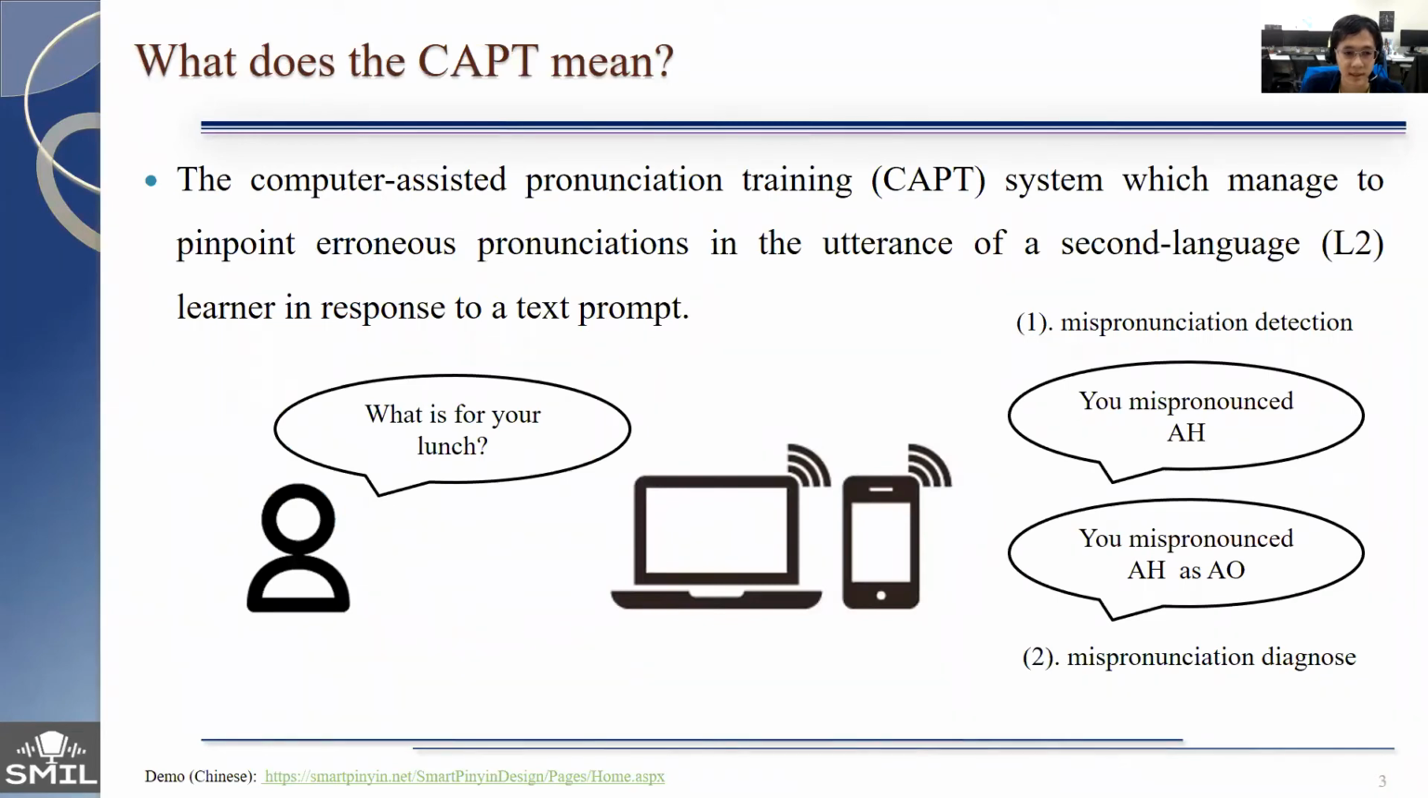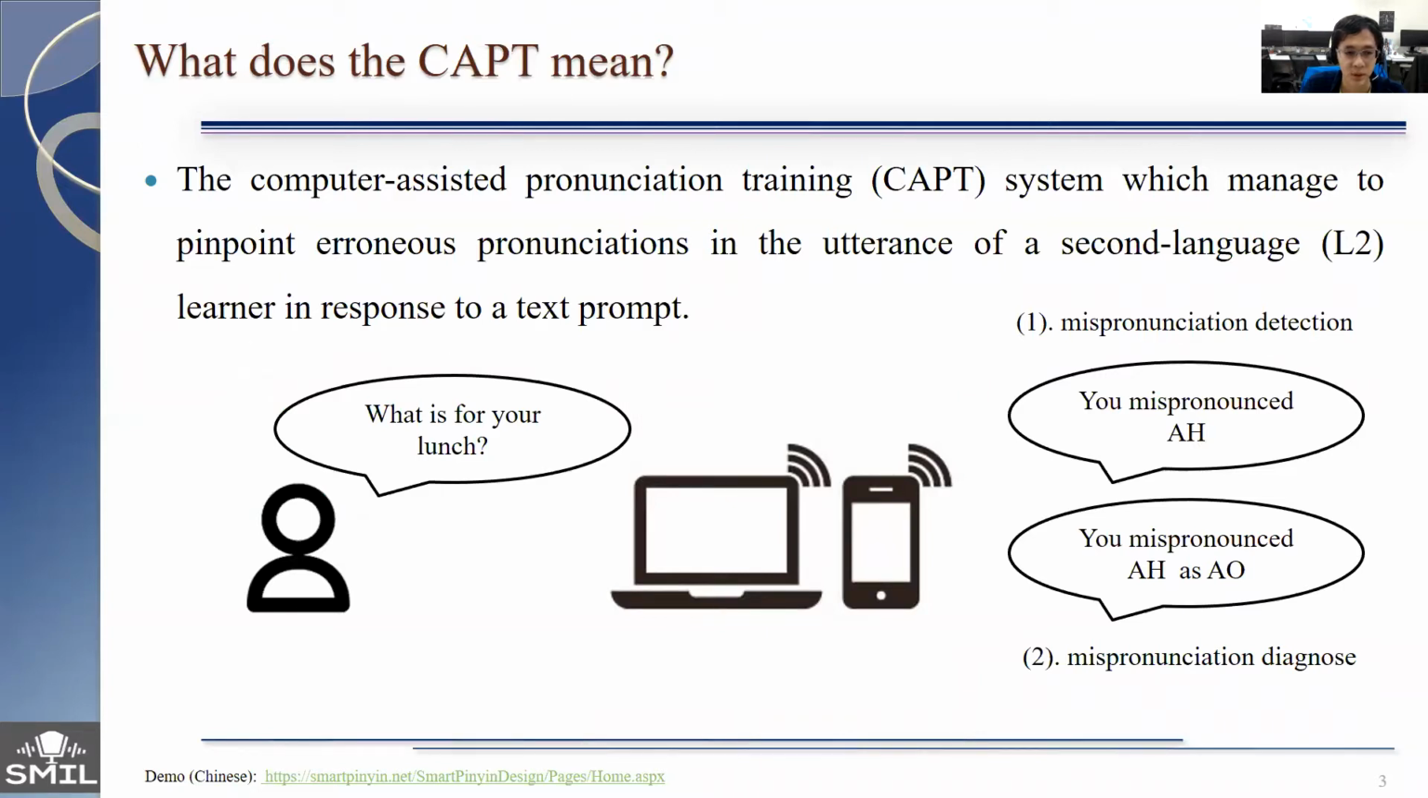Okay, what does CAPT mean? CAPT is short for Computer Assisted Pronunciation Training, which manages to pinpoint error pronunciation in the utterance of an L2 learner in response to the test prompt.